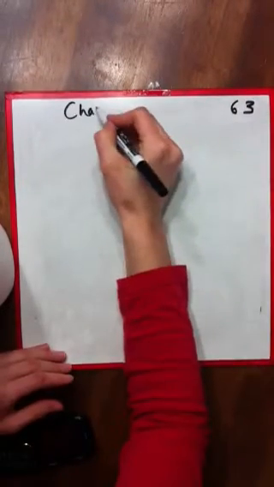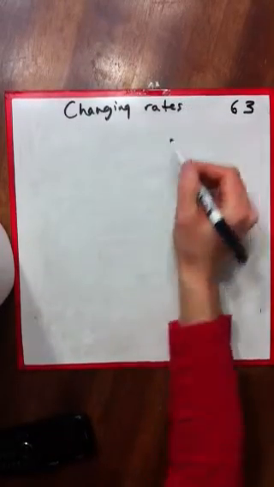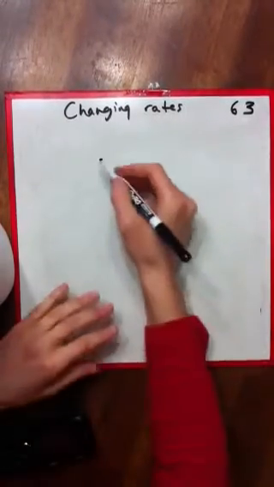Alright guys, this is lesson 63. Make sure you've written 63 at the top right corner. This is on changing rates. We've looked at this in the past, making rates, and I'm just going to show you some.